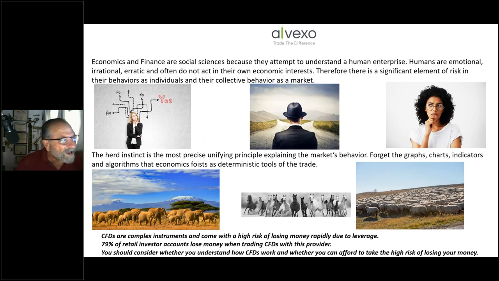Humans are emotional, irrational, erratic, and often do not act in their own economic interests, contrary to the popular or the accepted classical economic wisdom, which is mostly nonsense. Therefore, there is a significant element of risk in their behavior, that is market traders, and as individuals, in their collective behavior as a market. The herd instinct, and that's the predominant psychology in the capital markets, a mob, is the precise unifying principle explaining the market's behavior.